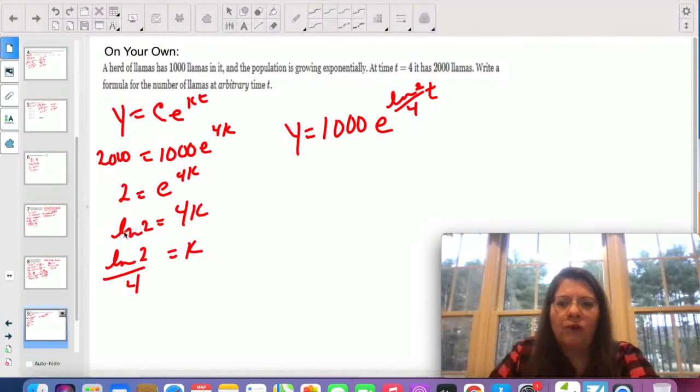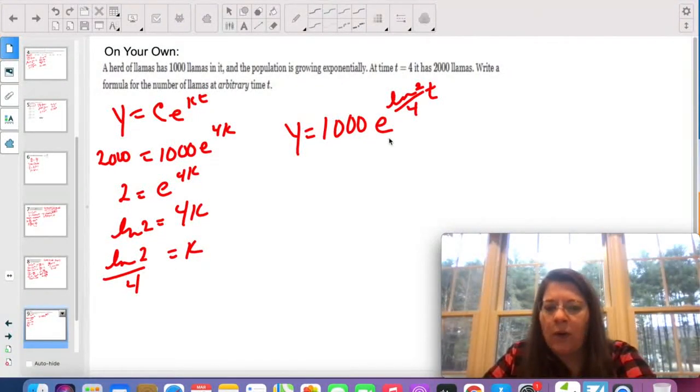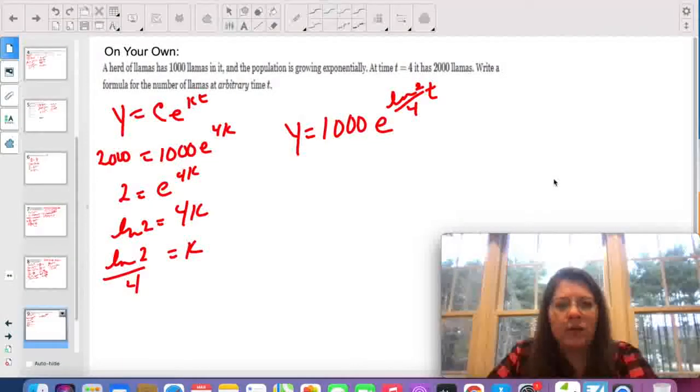I put a natural log in front. Natural log of 2 equals 4k. Divide by 4. So my k value is natural log of 2 over 4. So that leads me back to the equation, y equals 1,000 e to the natural log of 2 over 4, times t. That would be my arbitrary equation that they asked me for.